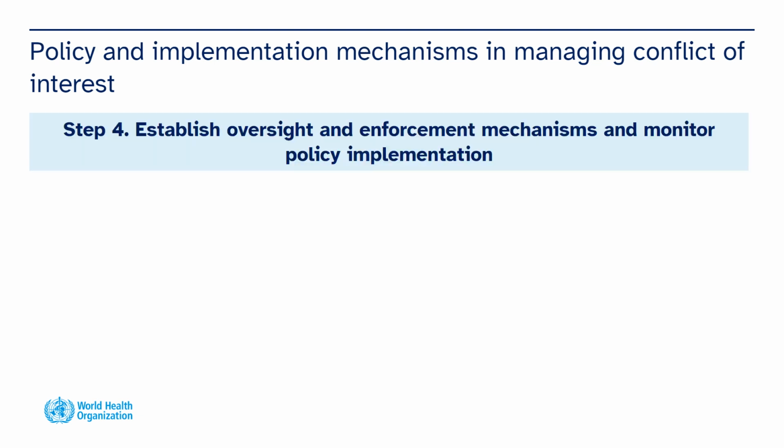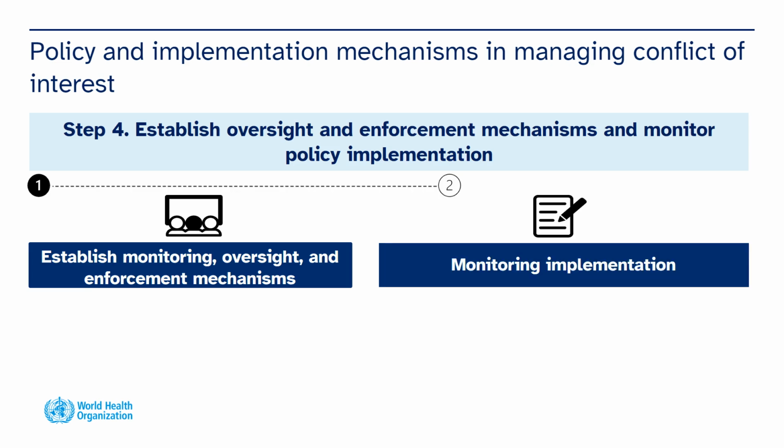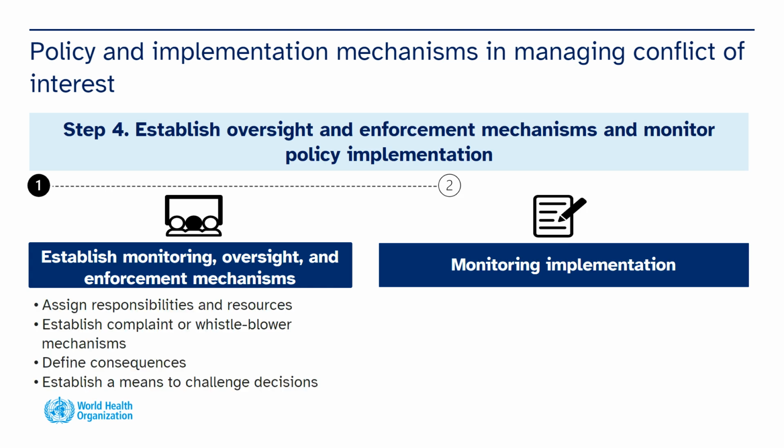Step 4 involves establishing oversight and enforcement mechanisms, and monitoring policy implementation. Periodic monitoring is required to ensure that the conflict of interest policy remains relevant and that its implementation is effective, proportionate, fair, transparent, and accountable. Important considerations for monitoring, oversight, and enforcement mechanisms include making sure that responsibilities are assigned for reviewing, evaluating, and managing disclosed interests, and enforcing rules and sanctions. Establishing complaint, or whistleblower mechanisms, along with appropriate protections for whistleblowers.